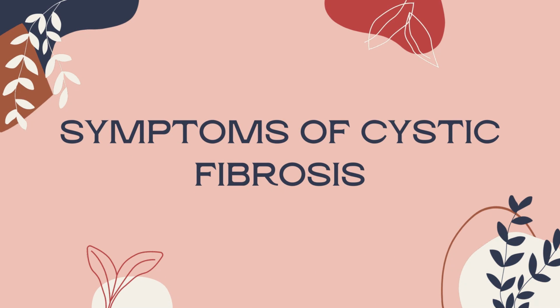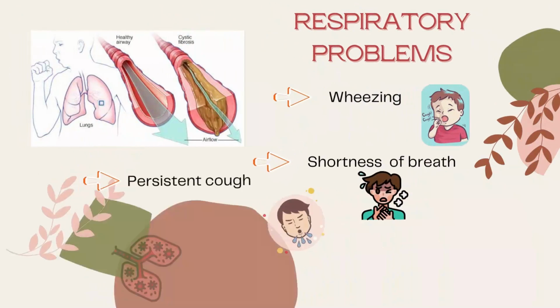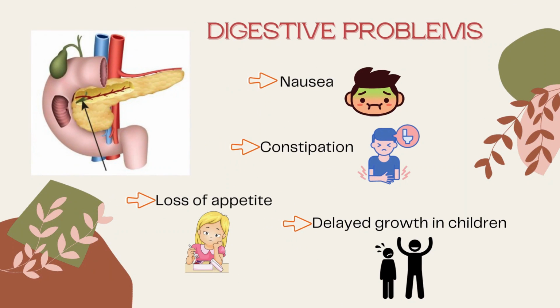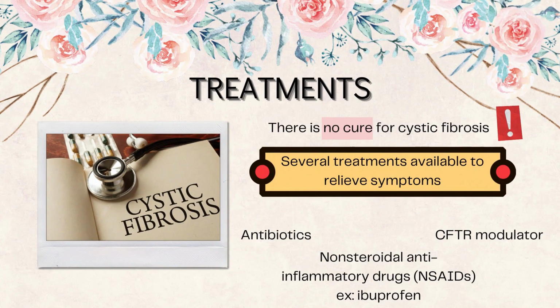Cystic fibrosis patients can develop several symptoms. If the patient has respiratory problems, they may have symptoms like wheezing, shortness of breath, persistent cough, and recurrent lung infection. Meanwhile, patients with digestive problems may have symptoms like nausea, constipation, loss of appetite, and delayed growth in children. No cure for cystic fibrosis has been found until today. However, several treatments are available to relieve the symptoms such as antibiotics and CFTR modulators.